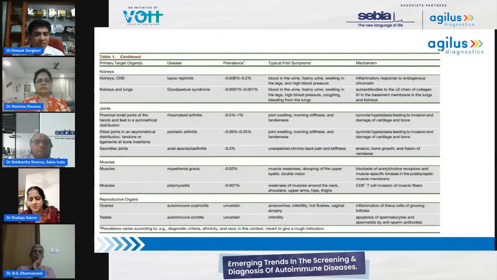Some more organs which are also involved in autoimmune conditions are the kidneys, where we talk about lupus nephritis or Goodpasture syndrome. In joint involvement, we are talking about the proximal joint involved or the distal joint involved, where we are talking about rheumatoid arthritis, psoriatic arthritis, and other kinds of arthritis. The muscle involvement, where we talk about myasthenia gravis or polymyositis, and reproductive organ involvement, where we are talking about oophoritis or orchitis. So basically, the prevalence is variable in different organs. Different organs are involved, the symptoms are also different, but because of the complex or multiple organ involvement, the symptoms may be overlapping. And the mechanism is basically the autoantibodies against specific antigens that we all have to know about.